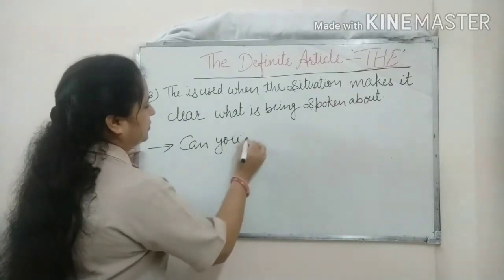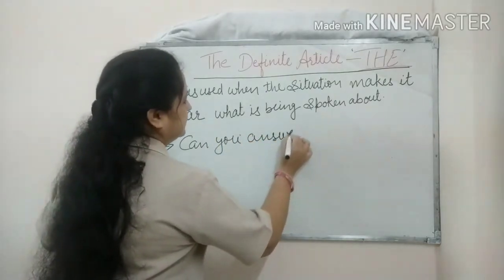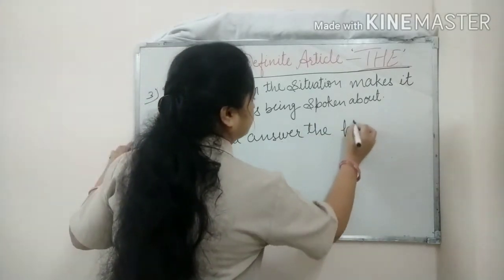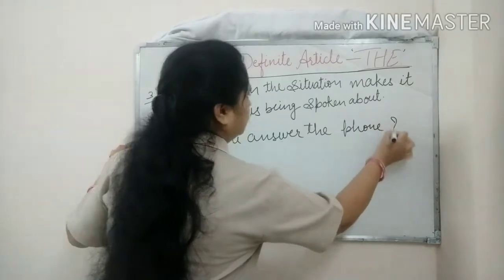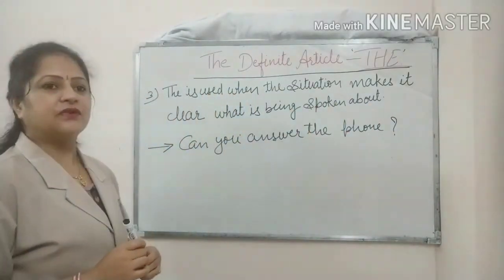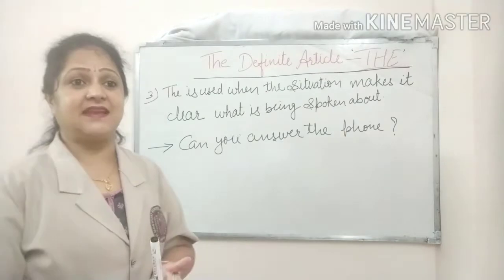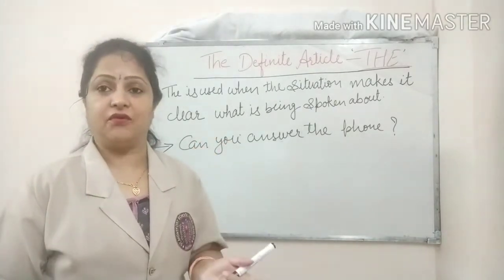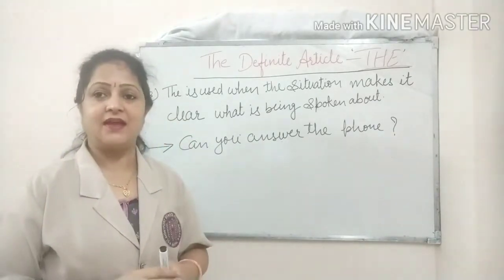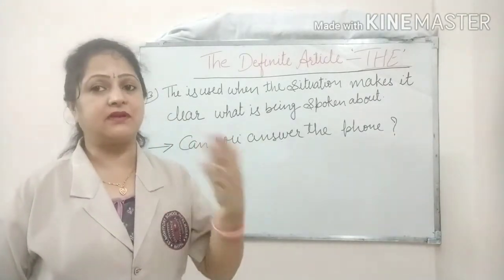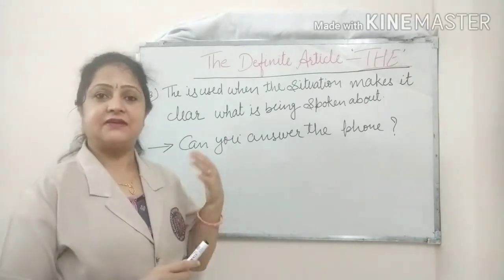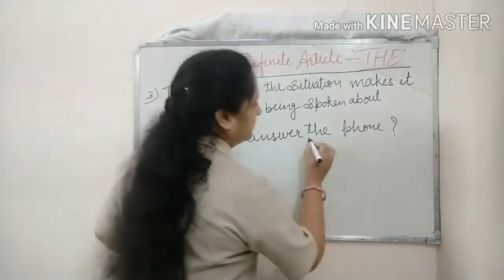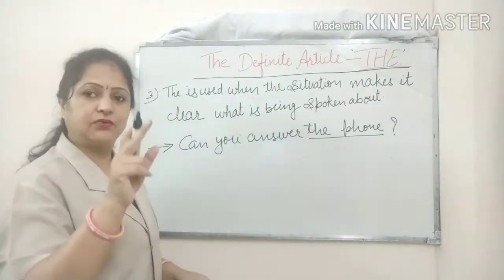Can you answer the phone? In this sentence, if I say this to you, then there's probably a phone ringing somewhere, and you know about the phone. As the phone is known to you, I am writing here the phone.